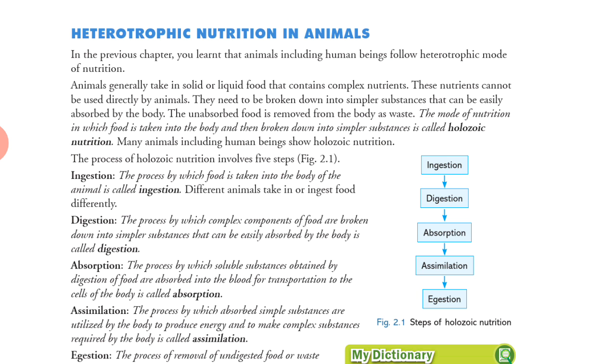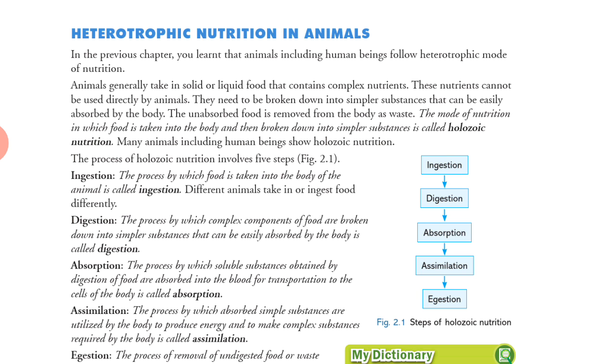The mode of nutrition in which food is taken into the body and then broken down into simpler substances is called holozoic nutrition. Got it? The way we take the food and the way it is broken down into simpler substances is called holozoic nutrition. It includes the following 5 steps.